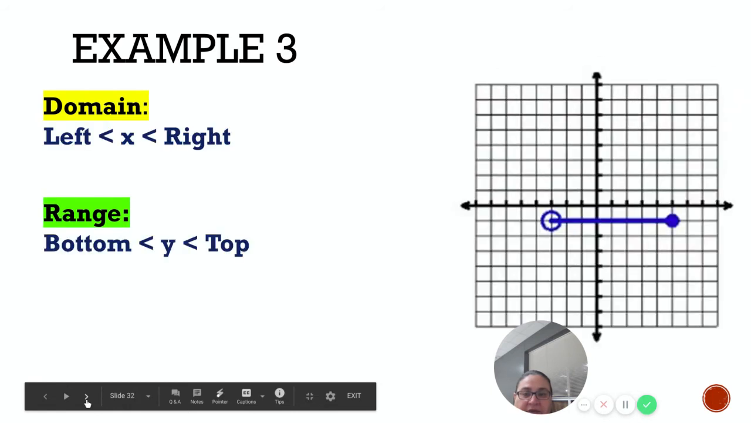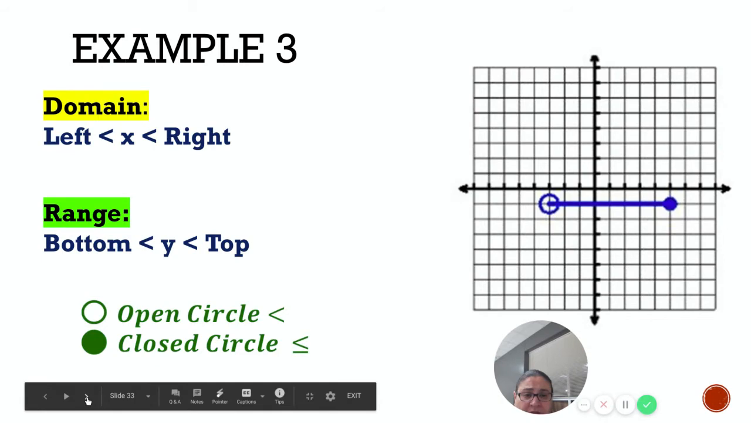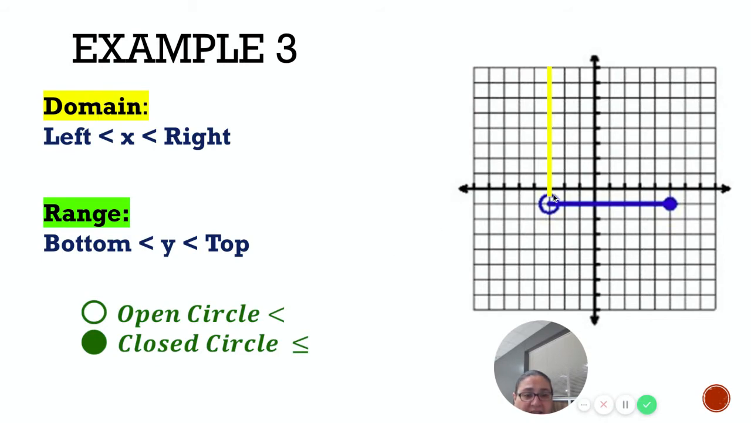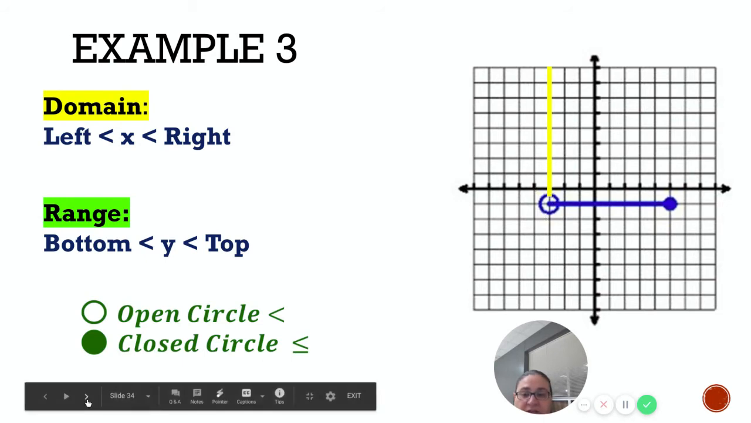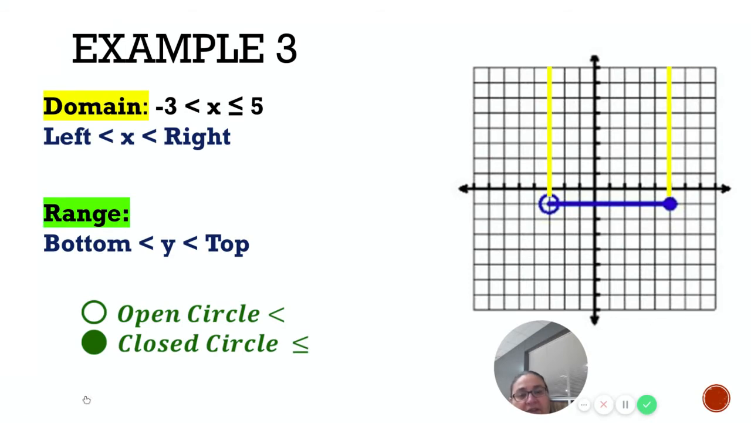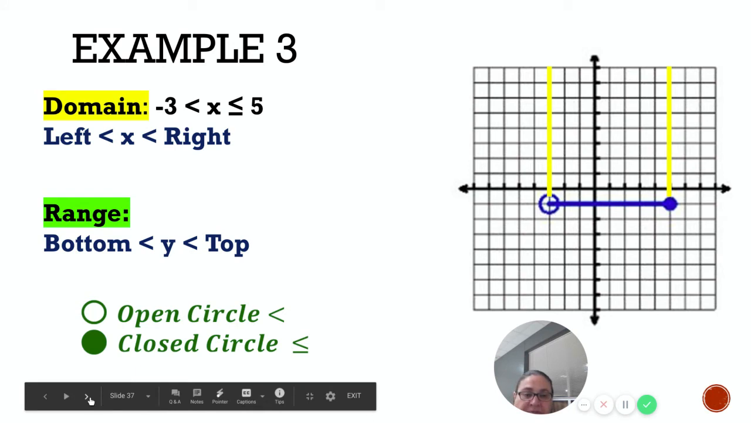Next example. Again, domain is left to right, range is bottom to top. Furthest to the left, my graph hits on the x-axis at -3. And it is an open circle, so it's going to be -3 is less than x. Furthest to the right, it is a closed circle. And the furthest to the right that this graph hits on the x-axis is 5. So I put less than or equal to 5 because it is a closed circle.